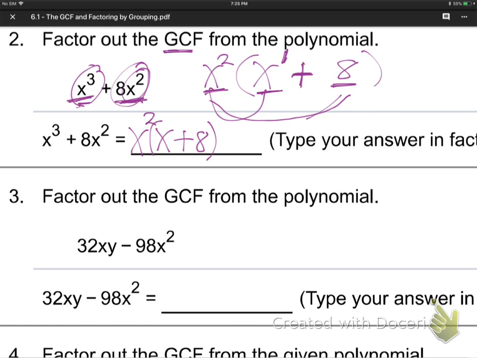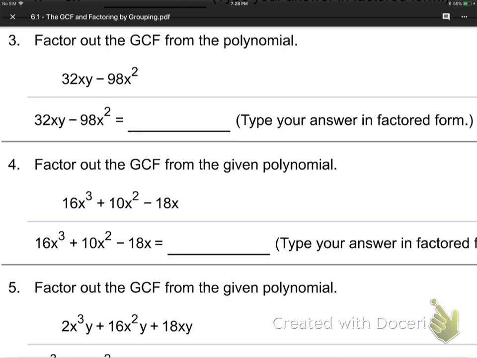We good? Easy enough? Want to try number 3 there? Here, let me make number 3 a little bigger. Okay, so try to use your calculator. So it's going to be 2, because 2 is the biggest number that goes into 32 and 98 evenly. Both of them divide by 2.